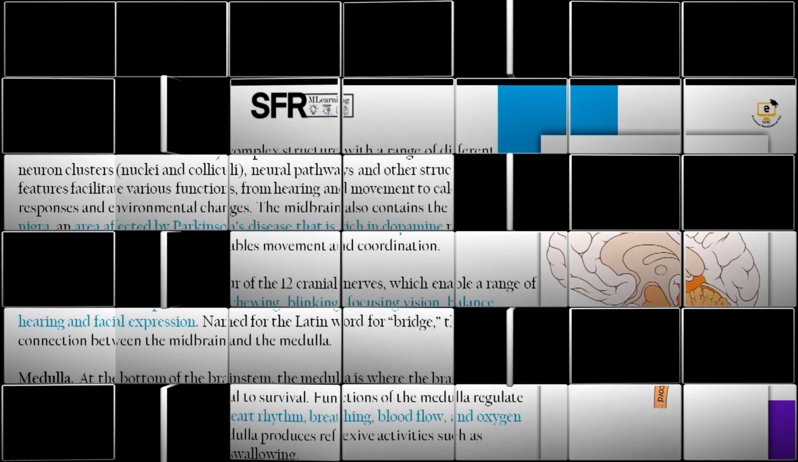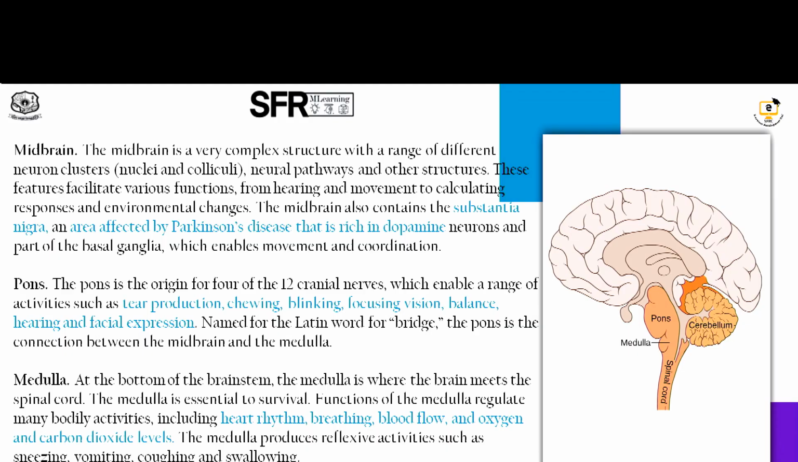Coming to the midbrain, it is the middle part of the brain, a small part located above the pons. So let us see about the pons. The main parts of the midbrain are your tectum and your tegmentum.